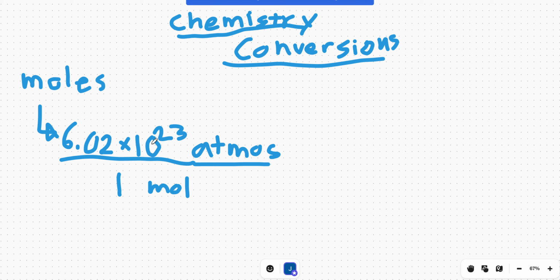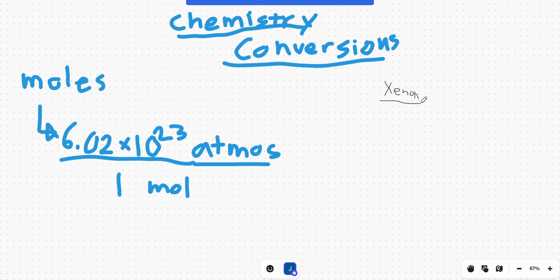Now, if we wanted to use this in a specific problem, we will do so by doing this. Say I had xenon. Xenon is a noble gas, and noble gases are actually my favorite class of elements on the periodic table. Fun fact. So say we have xenon.